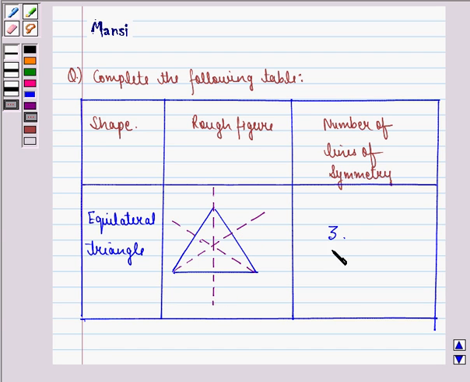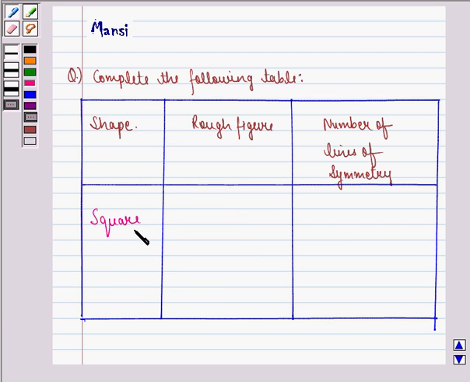So we write down here how many lines of symmetry we have, and so on we have to tell for square, rectangle, isosceles triangle, rhombus and circle. So now we have to find it for square. We have to find the number of lines of symmetry for a square. First of all, let us draw a rough figure here.